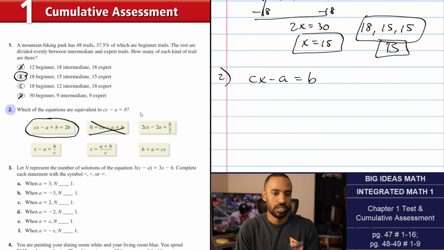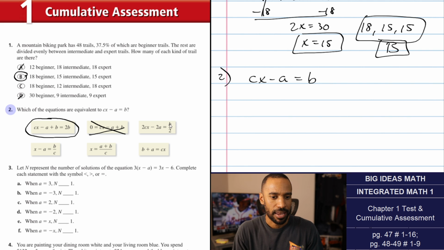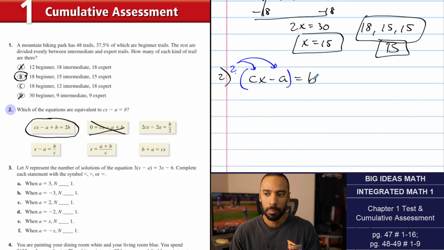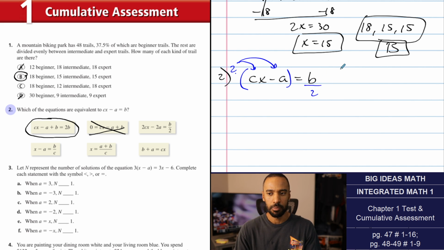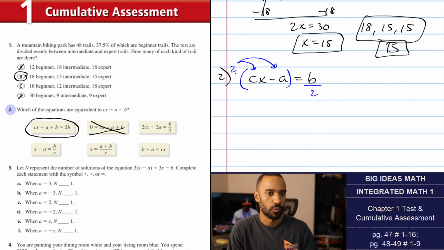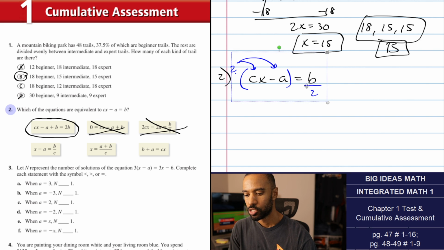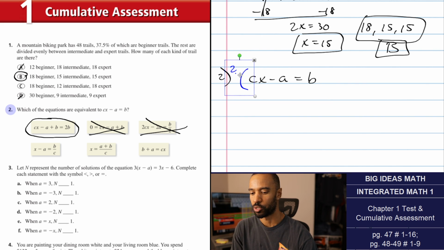The next option says 2CX minus 2A equals B over 2. That kind of looks like we're multiplying this left side by 2. That 2 distributes into both of these. But B didn't get multiplied by 2. B got divided by 2. You can't multiply by 2 on one side and divide by 2 on the other side. Doesn't look like this is an option there. So we keep moving along. So this looks like multiple selection now, not multiple choice.